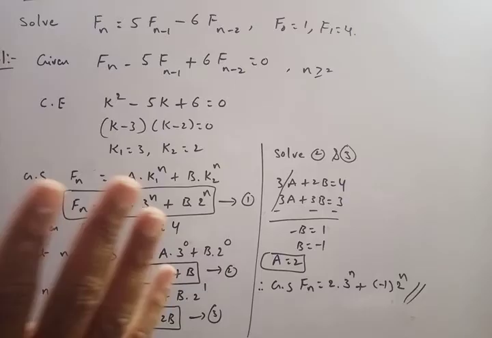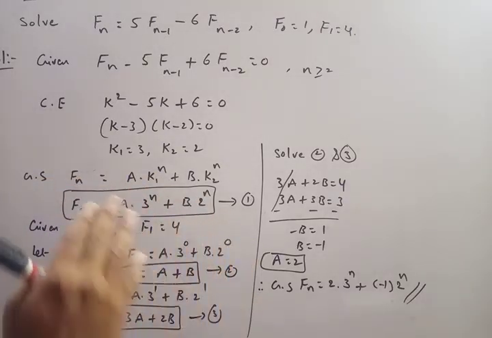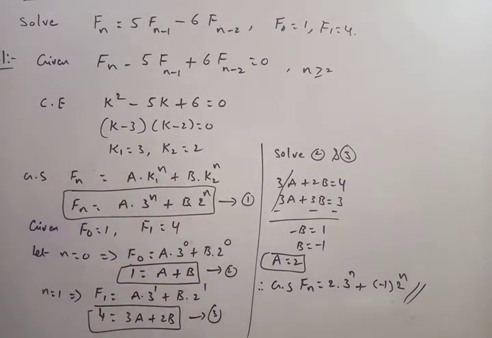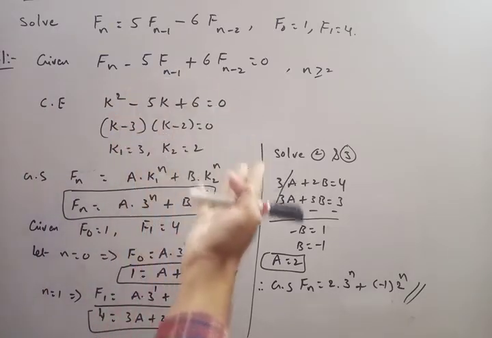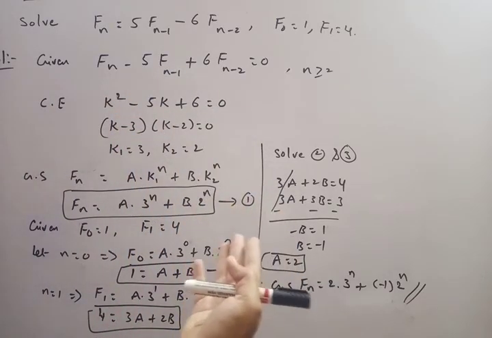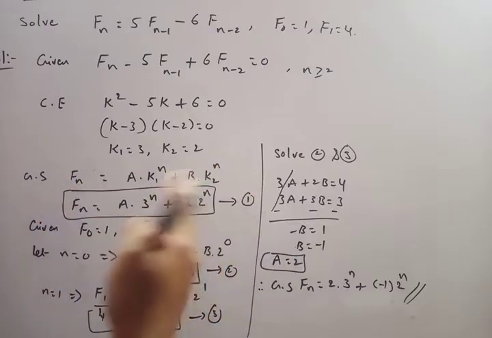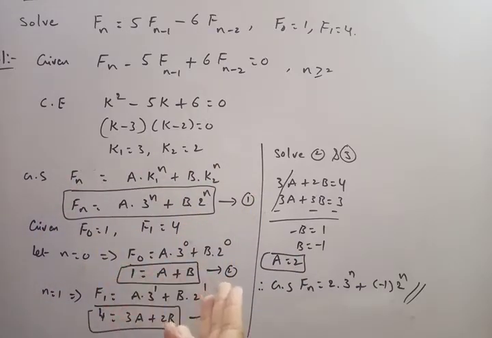Even in second order, we have the complementary function for different roots. So this is for different roots. If you get the same roots, another one is there, a plus bn into k power n. If it is complex roots, that formula also is there. Just go through that video. Understand this problem? What we have to do?